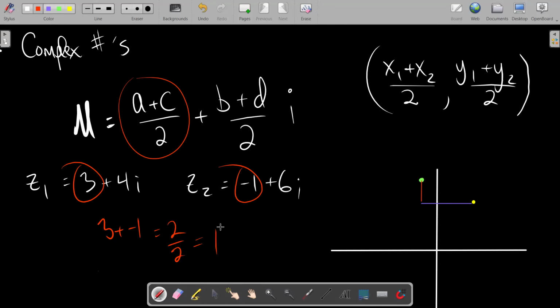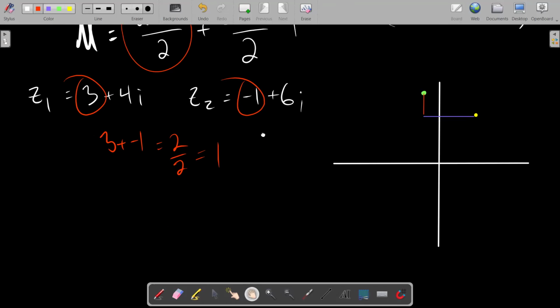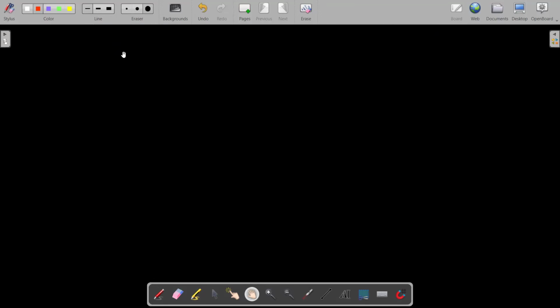What is the average of my imaginary coordinates? 5. It is halfway between 4 and 6 is 5. So what is the midpoint of the two complex numbers? 1 plus 5i. All right, let me give you another one and let's find the distance and the midpoint, and then I'll shut up.